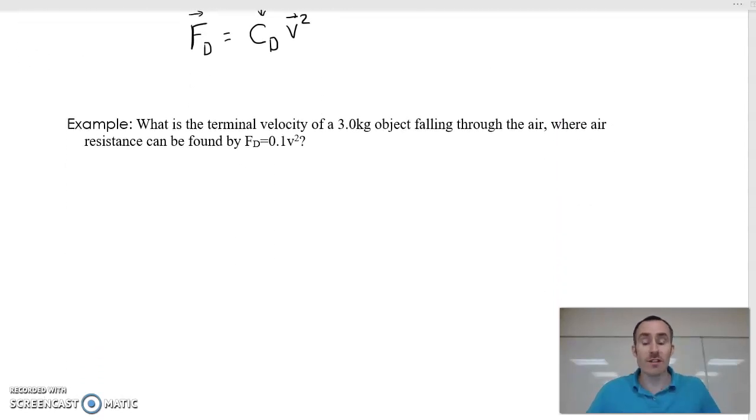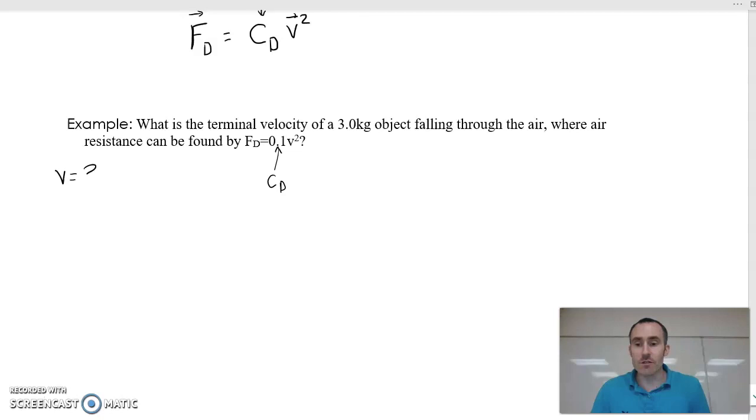What is the terminal velocity of a 3 kilogram object falling through the air, where air resistance can be found by the force of drag equals 0.1 v squared? So it gave you that whole formula for the force of drag, but really what this piece of the question is telling you is just this is the coefficient of drag that we're using. Okay, so this is a 3 kilogram object, it's falling through the air, and the coefficient of drag is 0.1. So what we're really trying to solve for is what is v, right? So let's put that over here.